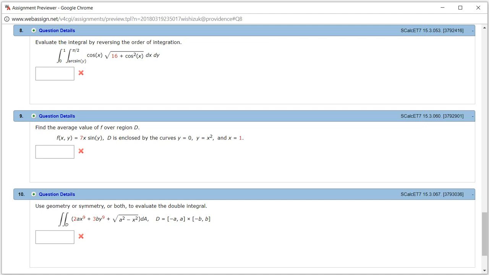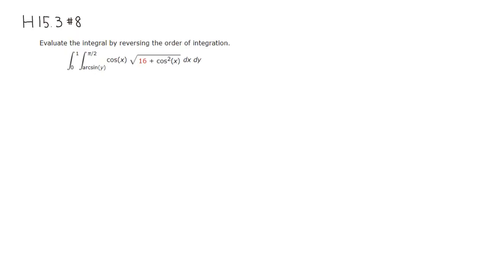All right, let's look at homework 15.3, problem number 8. Let's evaluate this double integral by reversing the order of integration. So let's do that. First, I'm going to try to sketch the region.